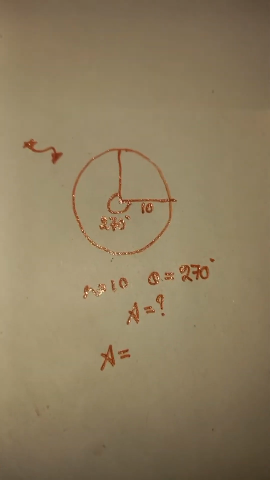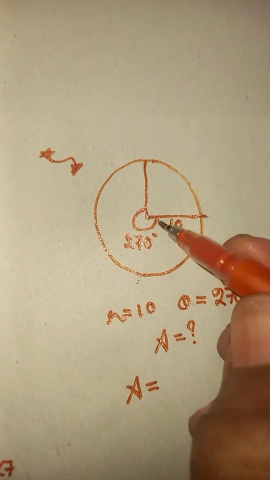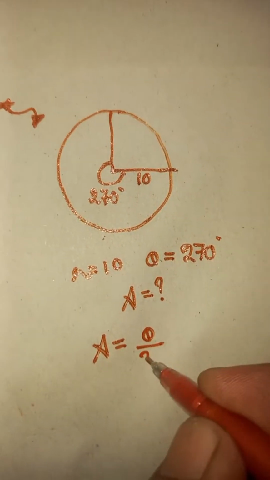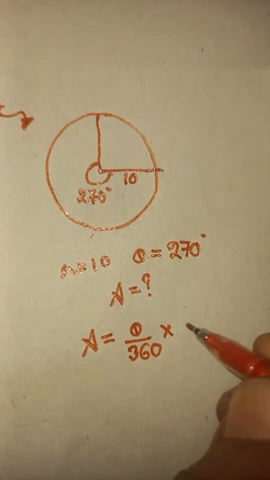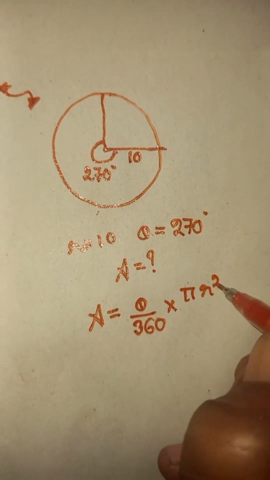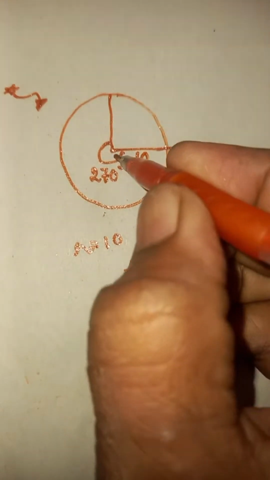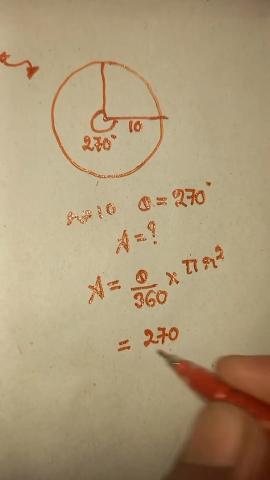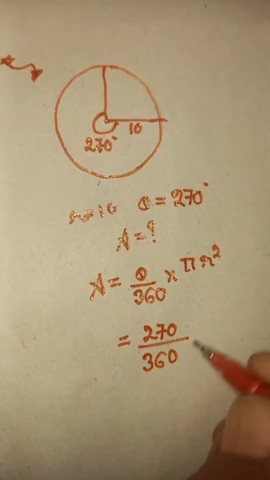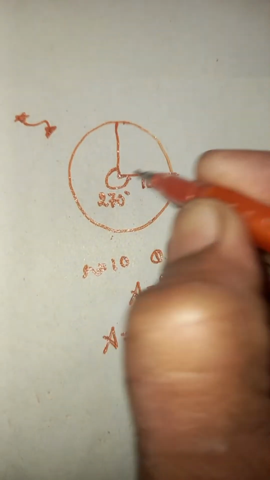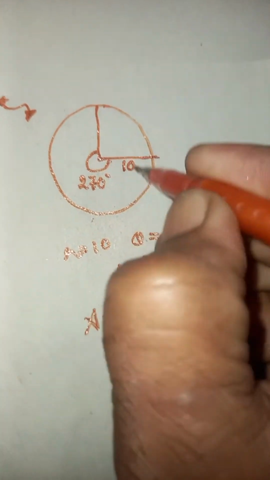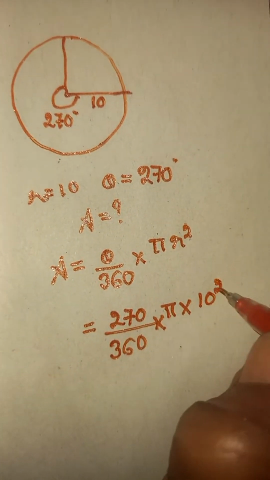You can find it out. The complete circle's area is pi r square. If you take the sector, it becomes theta by 360 times pi r square. Now here theta is 270 degrees. So write 270 degrees by 360 times pi r square, which is pi times the radius, which is 10 units, so it becomes 10 square.